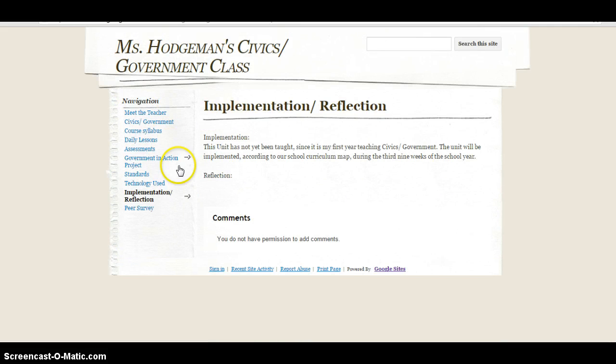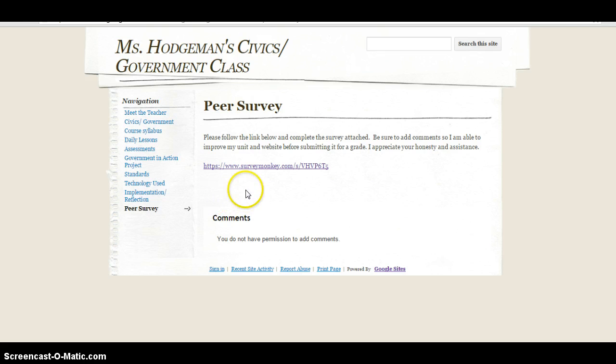Then there's my implementation and reflection page. I have not yet taught this unit since it is my first year teaching at the school. It will be implemented according to our school curriculum map during the third 9 weeks of the year. There's also my peer survey. I'm asking for honest assistance in reviewing this unit.